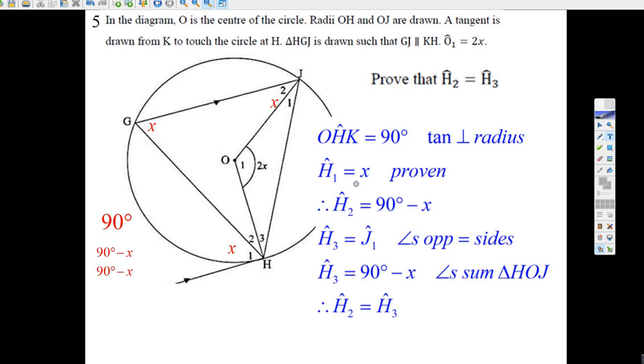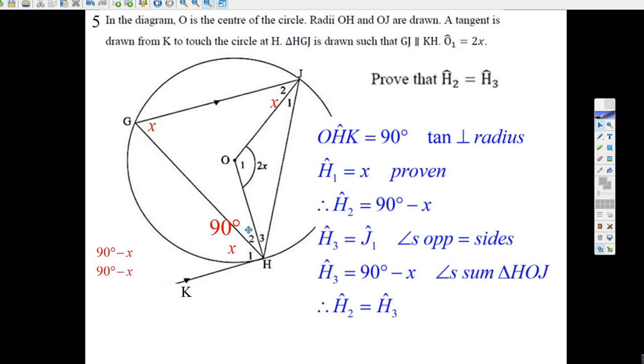OHK, that angle there. I know that that's a radius, and a tangent is perpendicular to a radius. So OHK must be 90 degrees. That's my first thing. Now I'm going to look at that. I'm trying to get at H2. Well, I've figured out that if that's 90 degrees, H1 we proved was x before for the alternate angles or something.